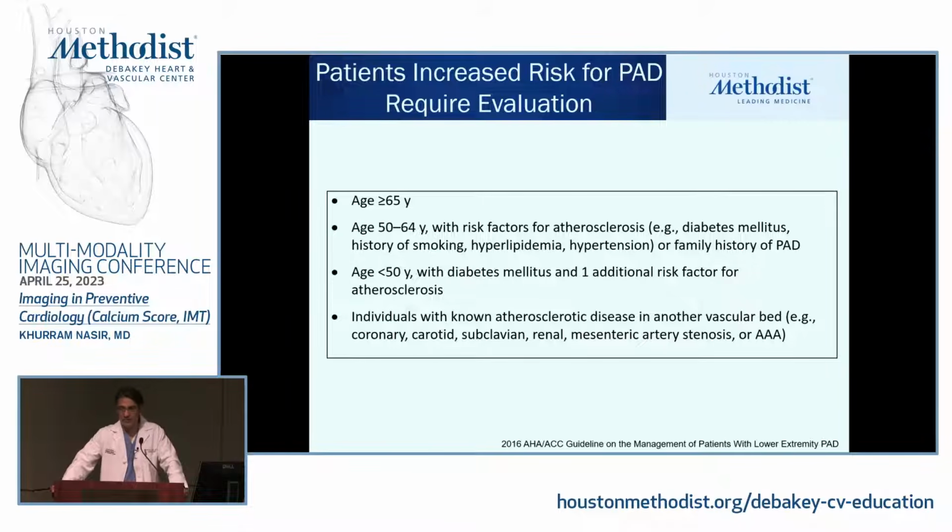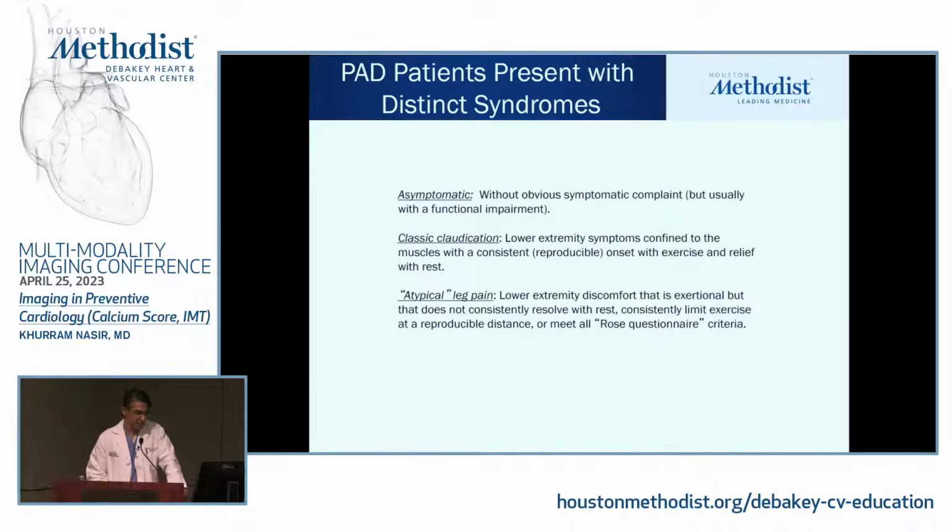And then finally, obviously, if somebody has vascular disease in any organ bed, for example, if you find carotid disease or subclavian disease, or if they have renal artery stenosis or have an AAA, these are all patients. If you have disease in one vascular bed, you can definitely have it in others. So these would be another patient population at increased risk for PAD, who you should consider screening for, as recommended by the guidelines.